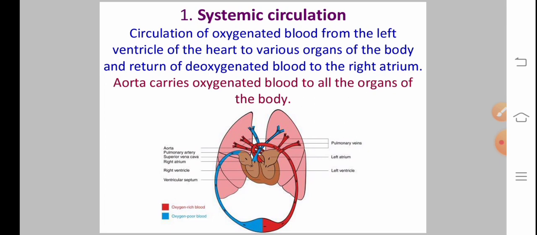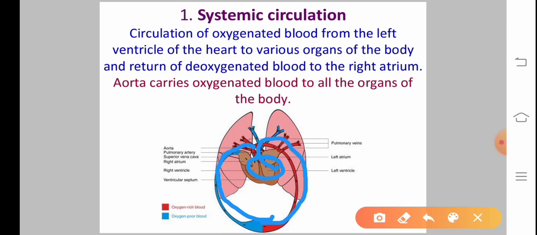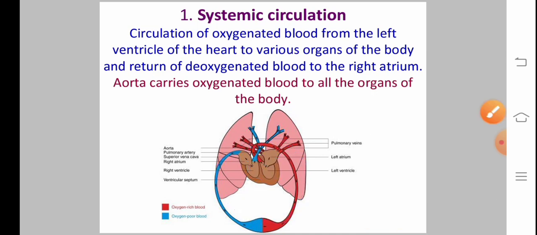Aorta carries oxygenated blood to all the organs of the body. So here we have this from the heart. From the heart, blood is pumped to all the parts of the body from the left ventricle through this aorta. So this blood is utilized and again comes back to the heart into the right auricle. This circulation is known as systemic circulation.